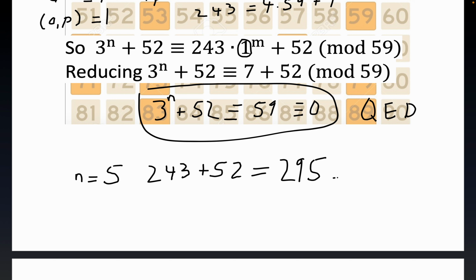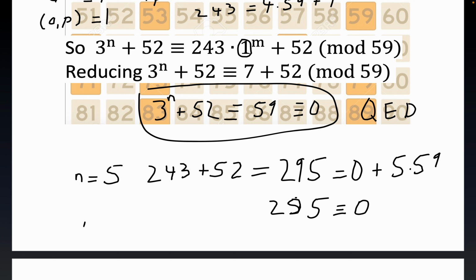But that's equal to 5 times 59, right? So this, of course, says that 295 is congruent to 0 mod 59. Sorry, y'all, can we live with that 9 there? 295 is congruent to 0 mod 59, 5 times 59 is 295. So that's a special case.